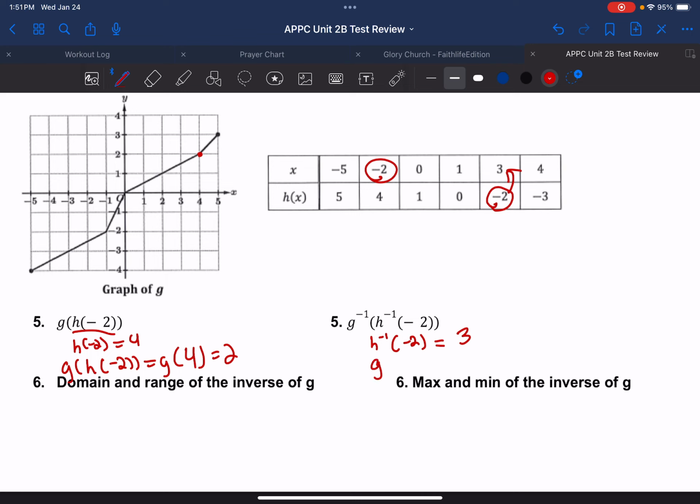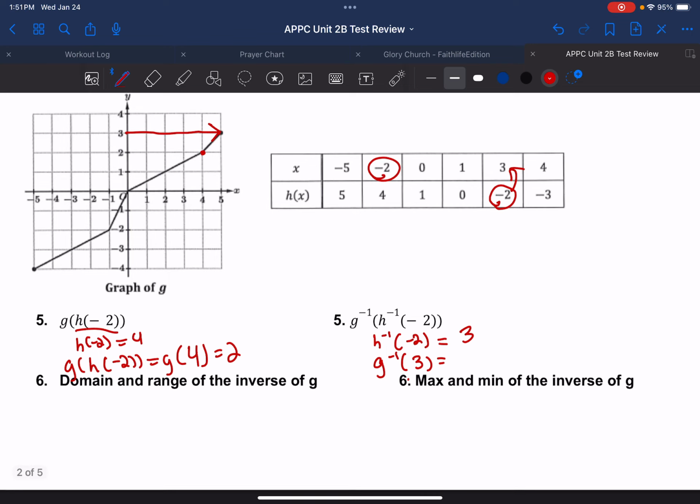And then I do g to the negative 1 of 3. And remember, I'm thinking of this as a y value as an inverse too. So I go over here, boom. The y value when y is 3, my x value is 5.